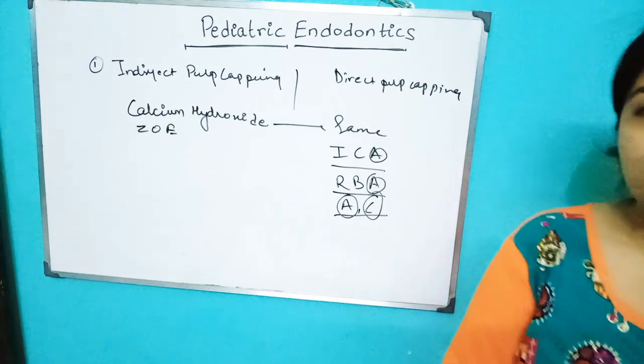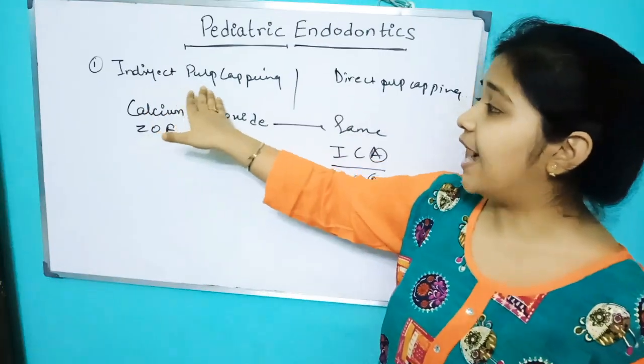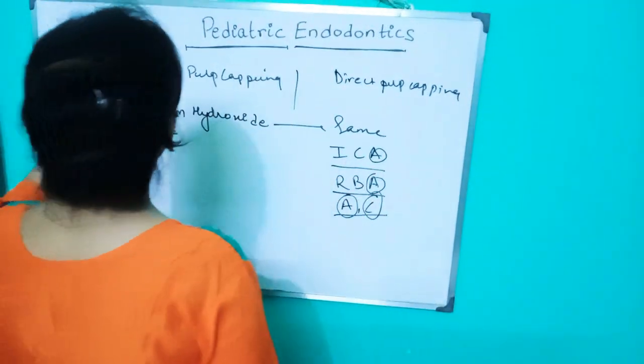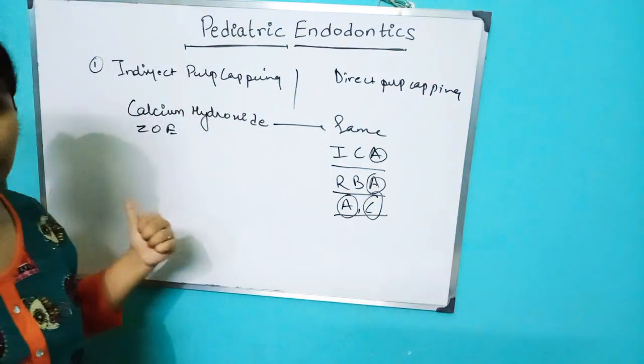Okay. Now come to your contraindication. If we are doing direct pulp capping, it is for sure that we have to remove a good portion of the tooth. So it is non-restorable.